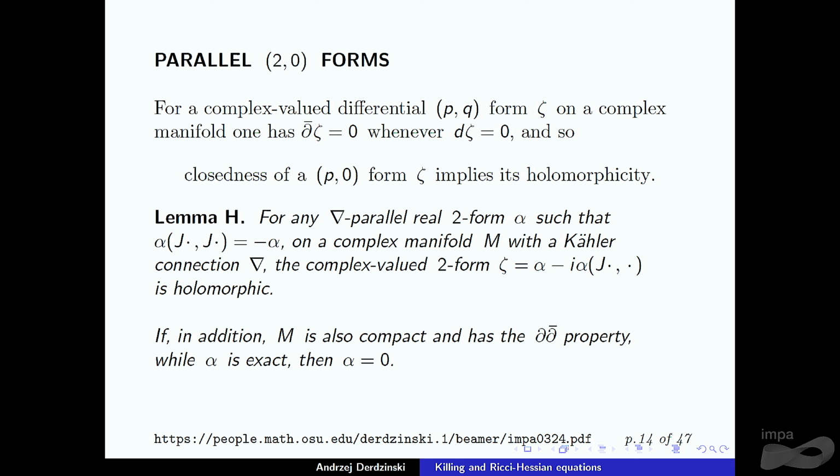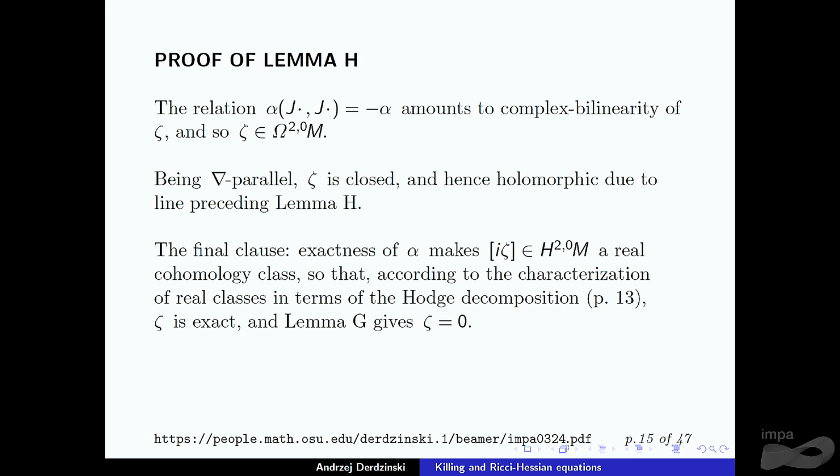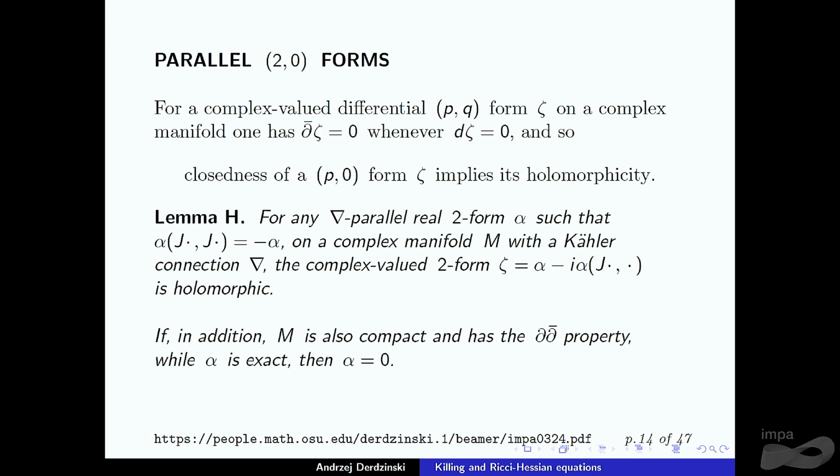So we need to show that this alpha is exact. How do we show this? Let me go forward. We are looking at this observation. First of all, zeta is parallel. This form, zeta, let me remind you, was the complex bilinear form with real part alpha. This is parallel because alpha is parallel, so this is holomorphic.